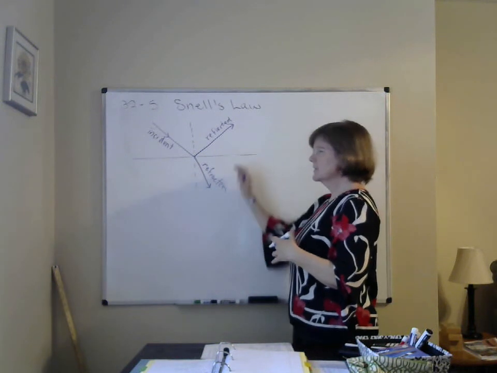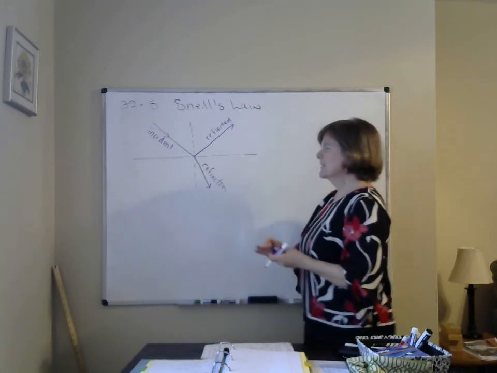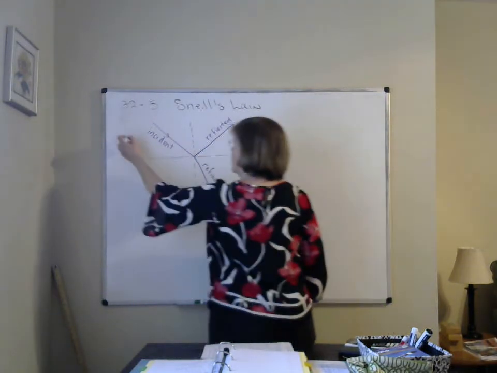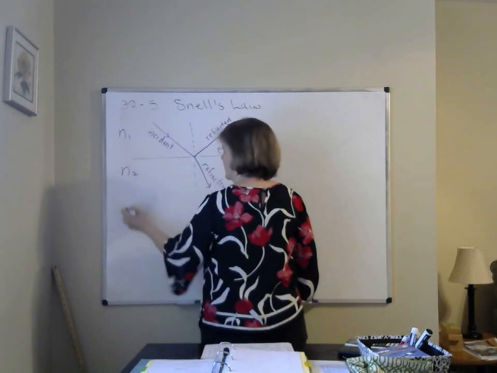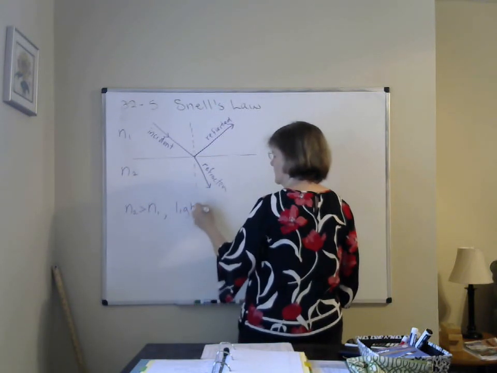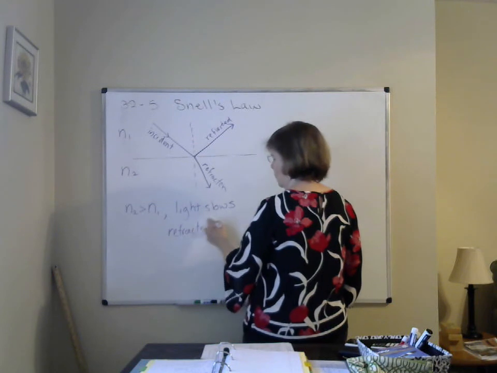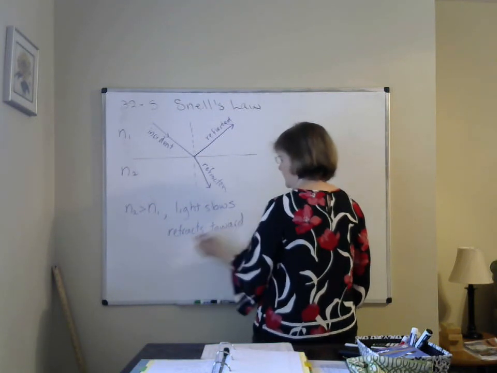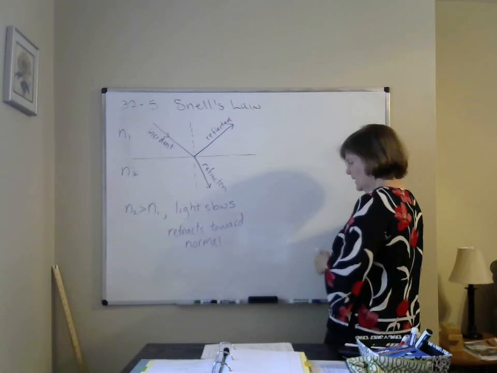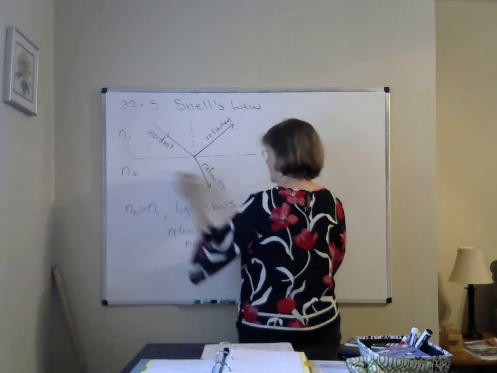If light slows down, it refracts towards the normal. If it slows down, that means that this index of refraction is greater than this index. So if I call this N1 and I call this N2, if N2 is greater than N1, light slows down and it refracts toward the normal.